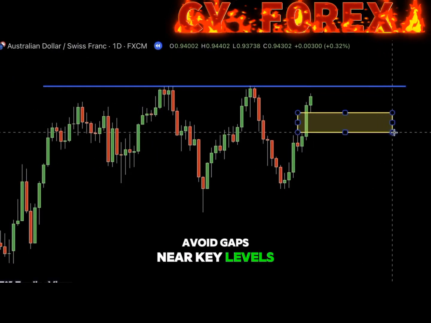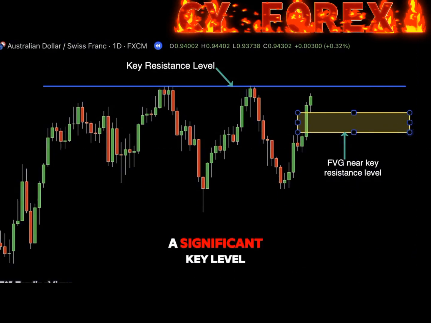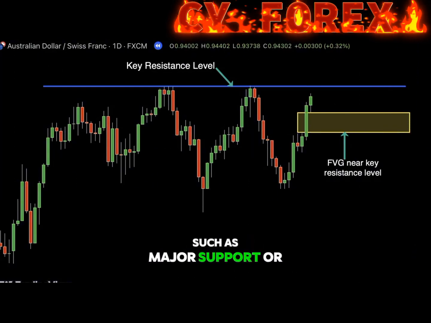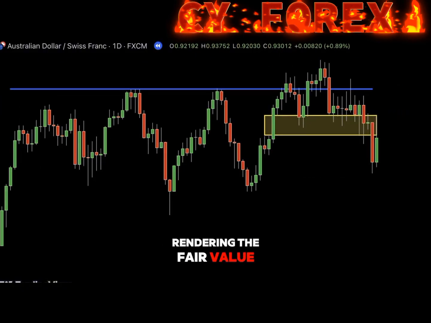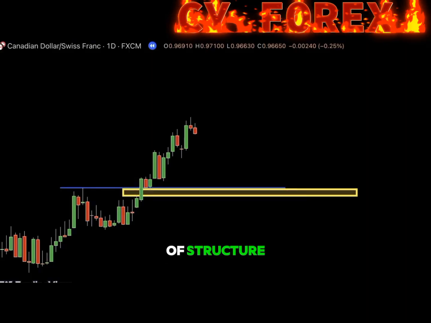Avoid gaps near key levels. If a fair value gap forms as the price nears a significant key level, it's best to avoid it. These key levels, such as major support or resistance areas, can cause the price to reverse, rendering the fair value gap ineffective. Favor gaps after a break of structure.